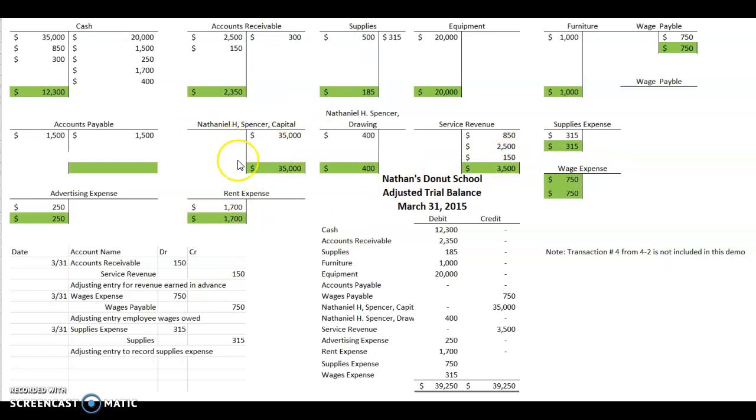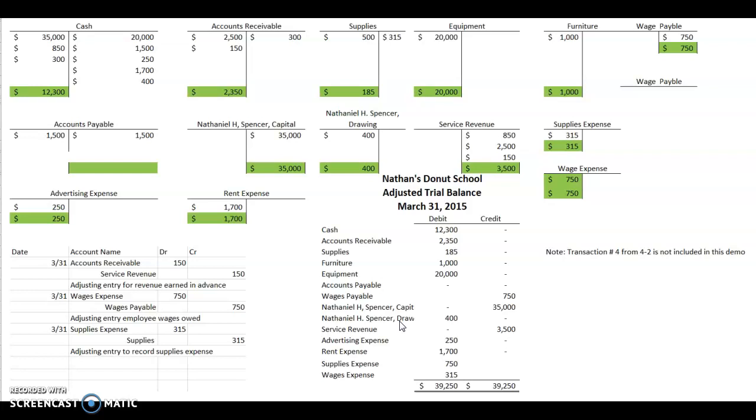Now the nice thing is I'm using Excel for this example, so as I went through and posted my transactions, my balances updated in all of my T accounts and my adjusted trial balance updated. So I also needed to add the new accounts that we started using with those adjusting journal entries, the supplies expense, the wages expense, and the wages payable, to my list of accounts in my trial balance.